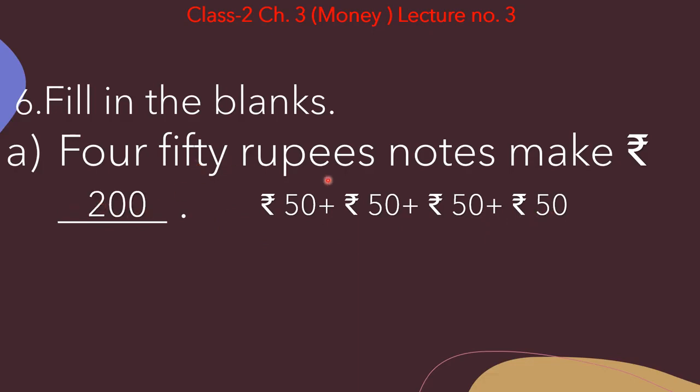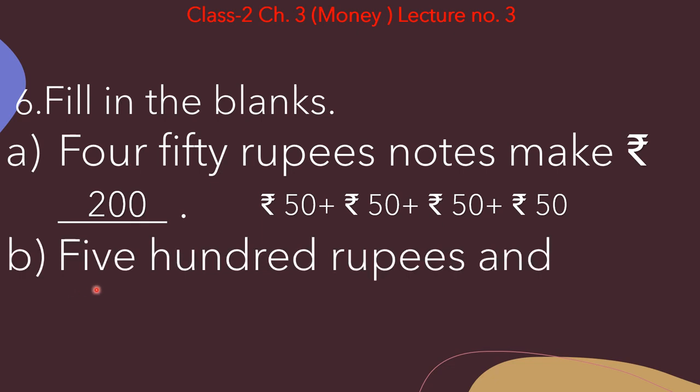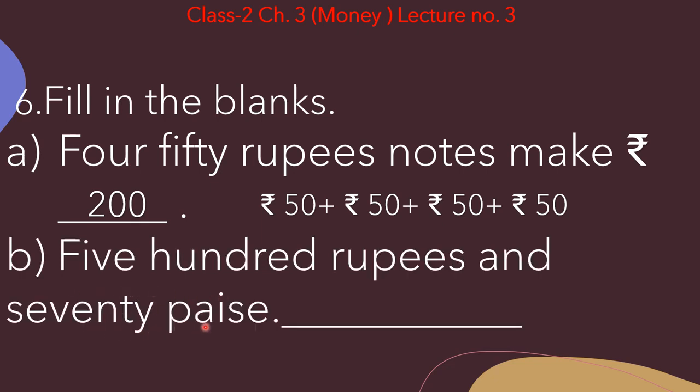If we have 4 notes of 50 rupees, then how much will they make, beta? 200 rupees. Okay. Now in B part it is given 500 rupees and 70 paise, then dash. So here, beta, you can see that we have been given the amount in words and we have to write it in figures. How can we write it in figures? For 500 rupees, first we will put the symbol of rupees and then we will write 500, and after that 70, and P for paise. So here we will write like this: rupees 500 and 70 paise.